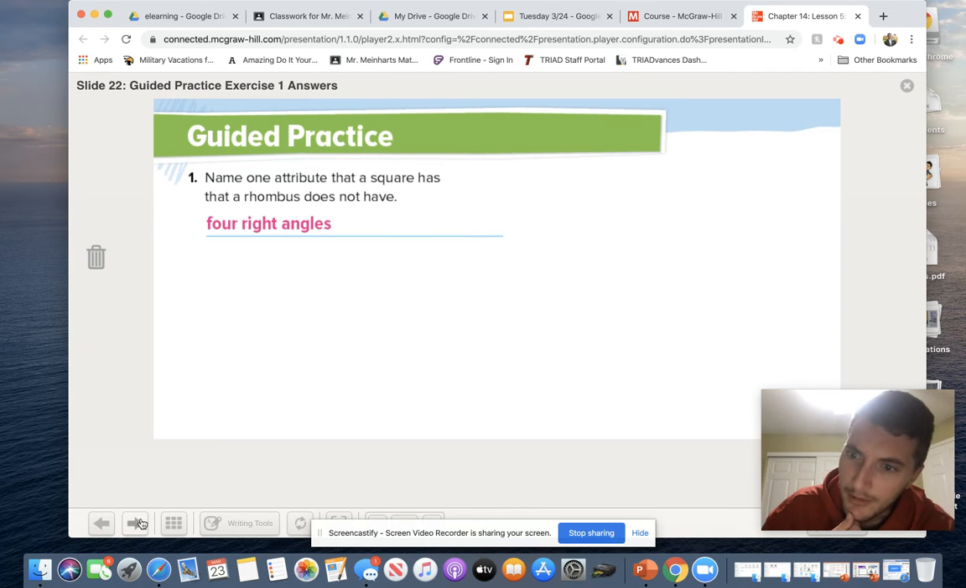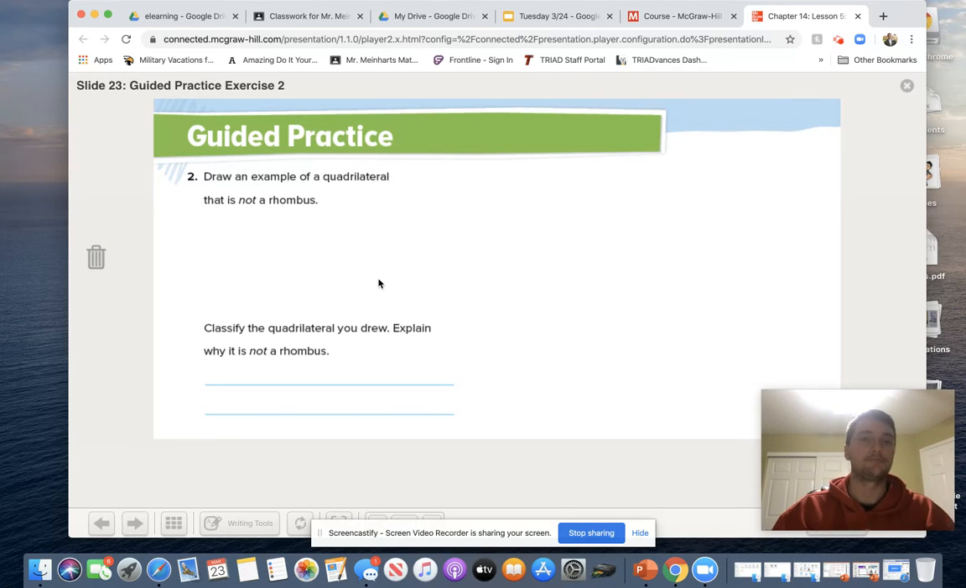But are they both parallelograms? What do you think? All right. Draw an example of a quadrilateral that is not a rhombus. Classify the quadrilateral you draw and explain why it is not a rhombus.